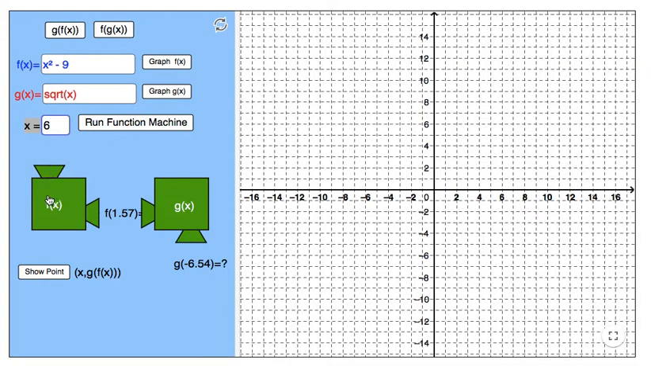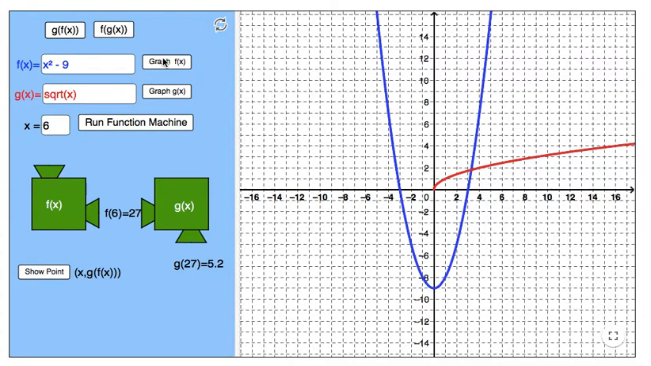It's going to go through the f of x, and then the output here is going to go into the square root function. So the outside function is our square root function. The inside function is a parabola. And the output is going to come out here. So I'm going to run the function machine here.